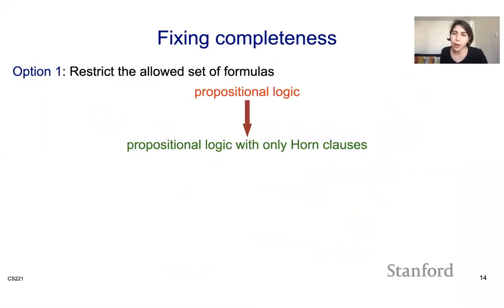We have two options to fix this completeness. The first option is maybe we should restrict propositional formulas. Propositional logic maybe is too large. If we restrict it, maybe we can restrict it to a specific set of propositional logic that only has things called Horn clauses. Under that scenario, if you're looking at propositional logic with only Horn clauses, it turns out that modus ponens is both sound and complete.